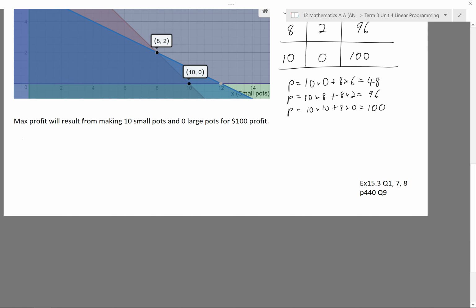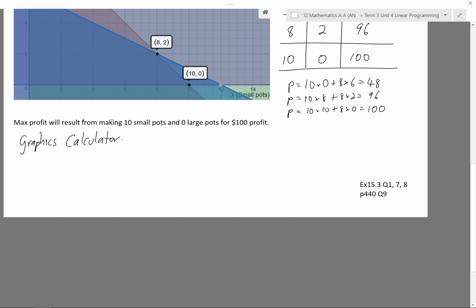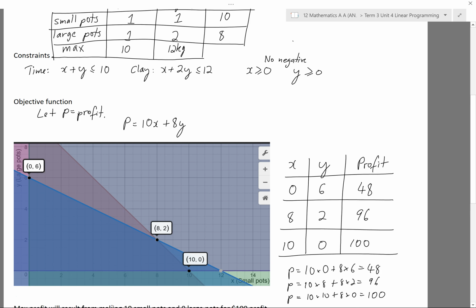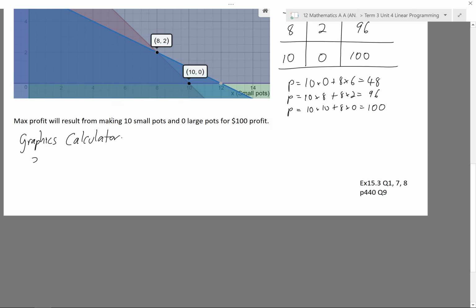The other technology that we have at our disposal and will be useful in exams is the graphics calculator. Just remembering what my equations are. I want to graph these two things. X plus y is less than or equal to 10, and x plus 2y is less than or equal to 12.